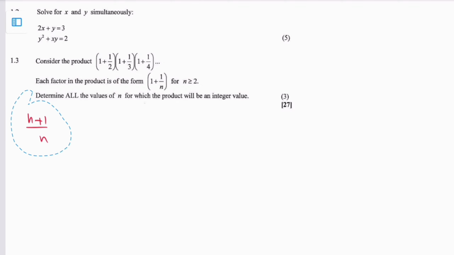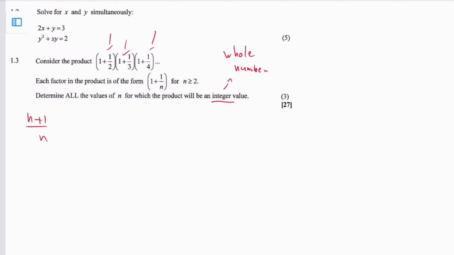So let me just move this over here. And now the question is, determine all the values of n for which the product will be an integer value. So that is a whole number. We don't want fractions.